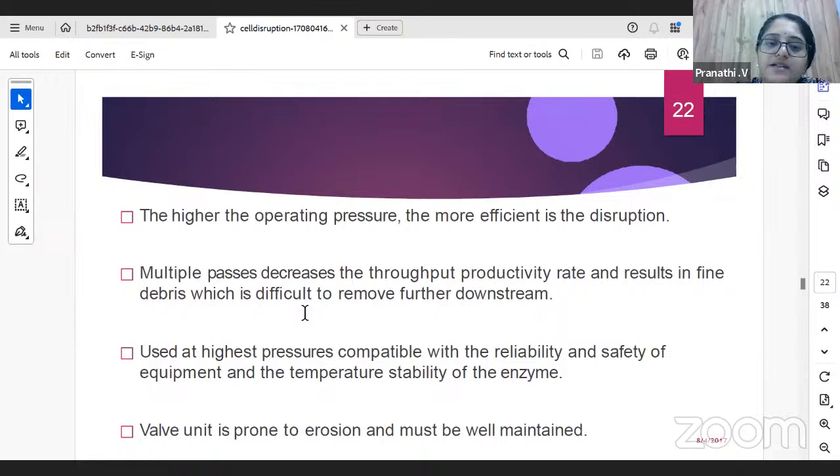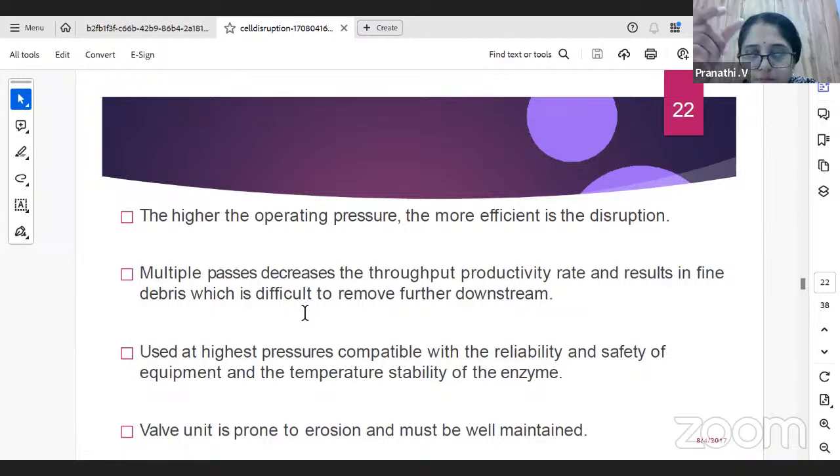But with multiple passes, this decreases the productivity rate, and then you get fine debris. Along with your product, other products are also present, which is going to be difficult for us to remove through further filtering processes. So you can use only one particular pressure which is compatible with your product, so that you can safely operate. The equipment also tends to get damaged, because you need to watch the temperature as well.